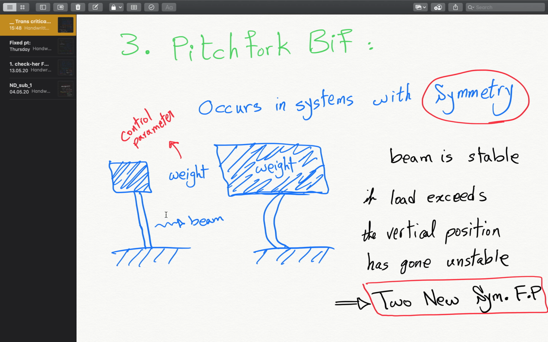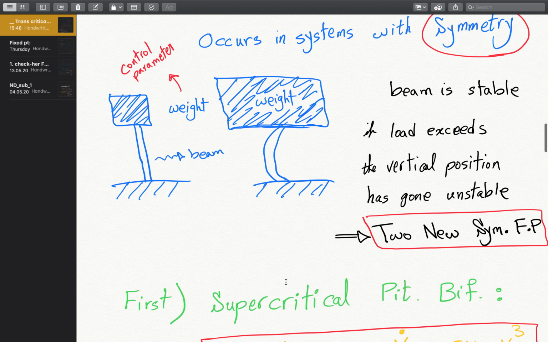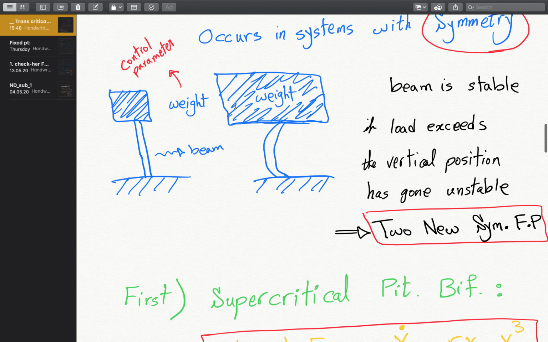So here the beam is stable, and if the load exceeds the limit, then the vertical position becomes unstable. It goes to the left or to the right. You have a kind of left and right symmetry. So after that, the weight is going to be here or here, and you have two stable fixed points, right? Whether it is on the right side or on the left side.